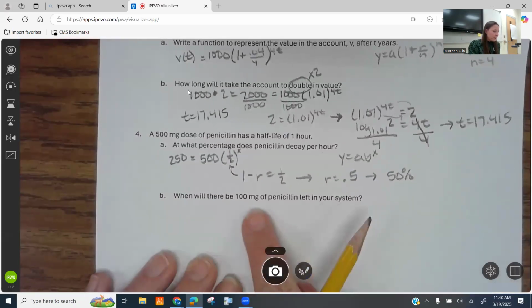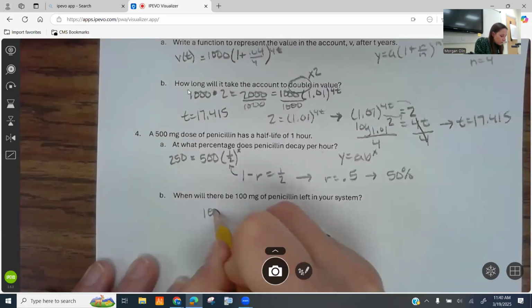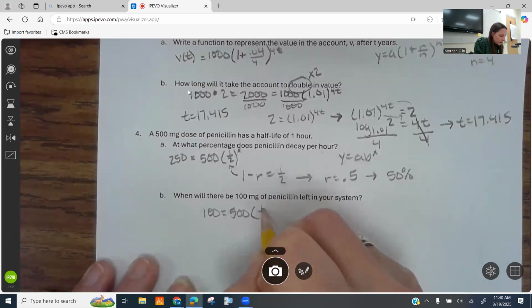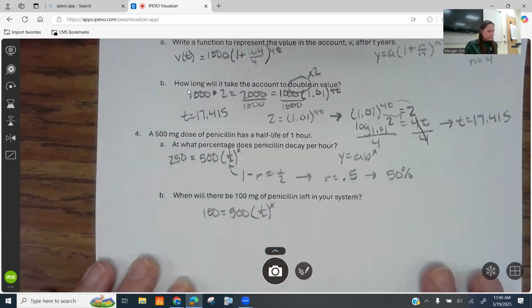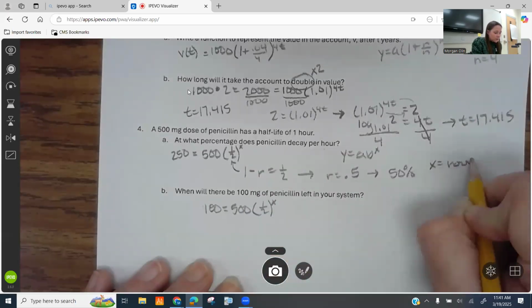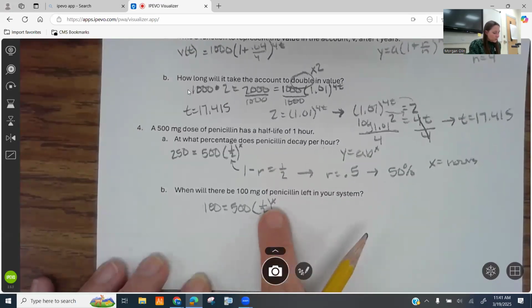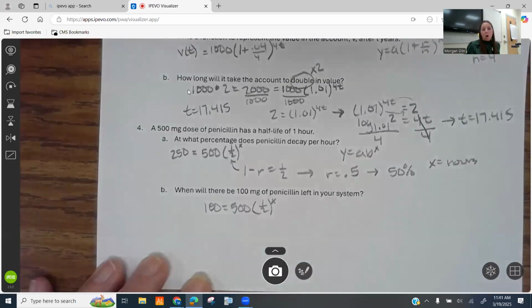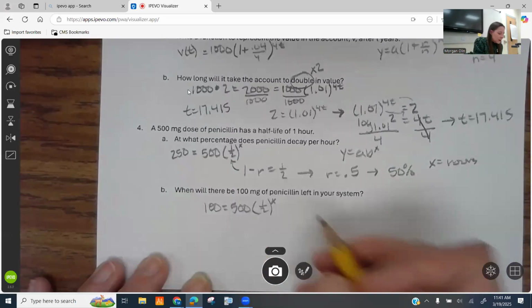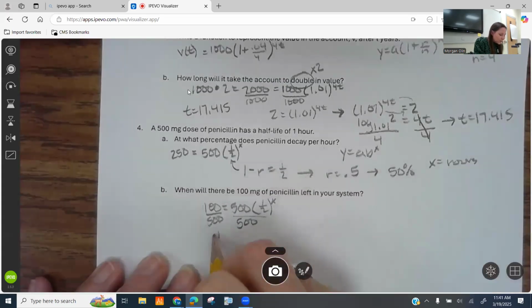Now, the question is, when will there be 100 milligrams? All right, 100 milligrams, when we use this formula, is going to be like this. Remember, x stands for hours. You can do everything that we're doing, and I'm going to write it in log form. You can just graph this and find what x is. But here, I'm just going to divide by 500 just to show you how we put it in log form again. So I get 1/5 equals 1/2 to the x.